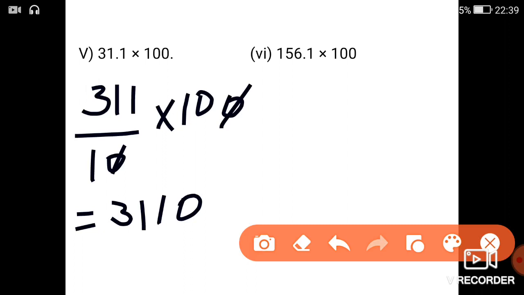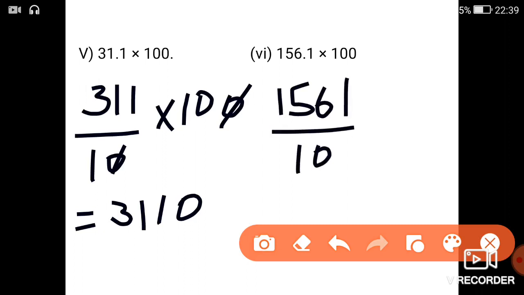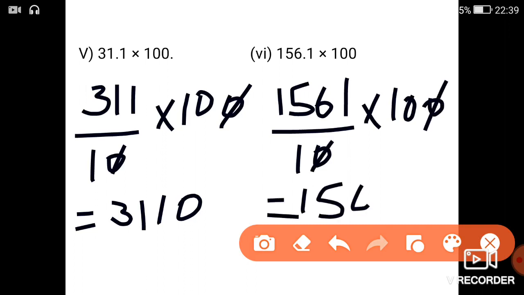So next, sixth problem, 156.1 into 100. So we'll write it down as 1561 divided by 10 into 100. So here 10 and 100 will get cancelled. 1561 into 10 is 15,610.